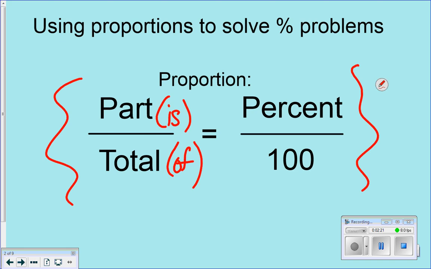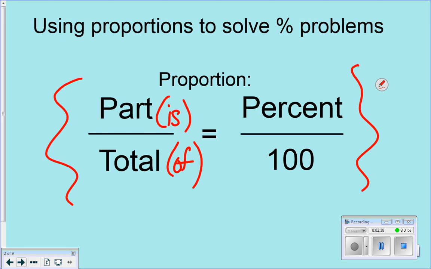You probably didn't have lesson 2 because I was gone that day. That's why you don't have any notes about it. Yeah. So how to solve percent problems using a proportion. And this is the proportion you're always going to use every single time.